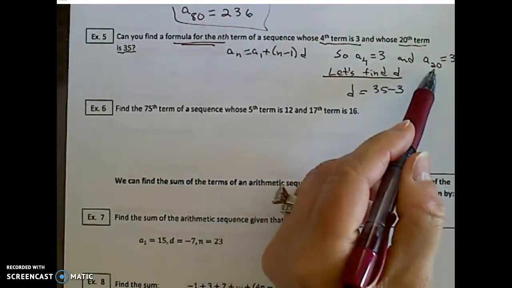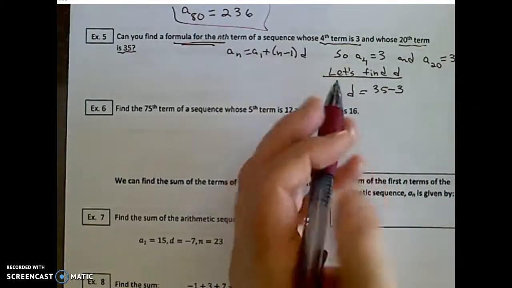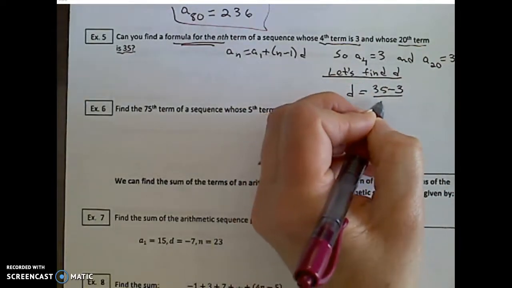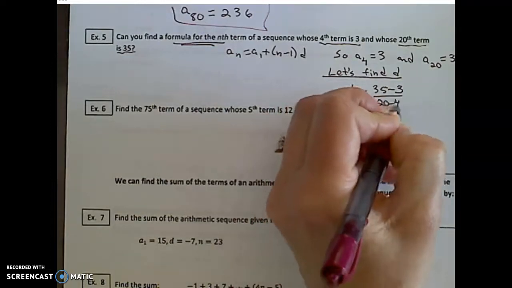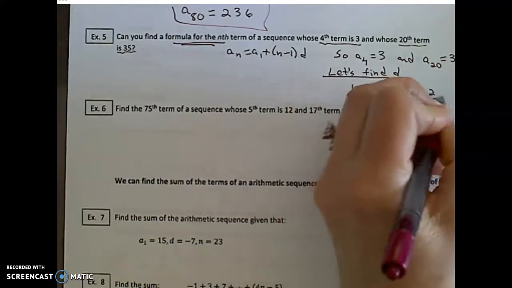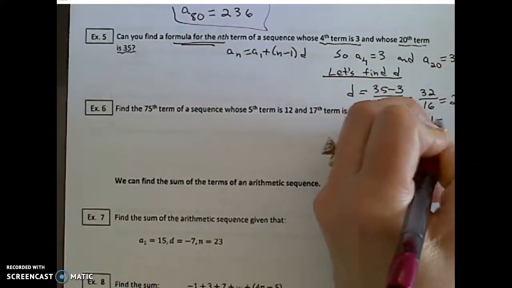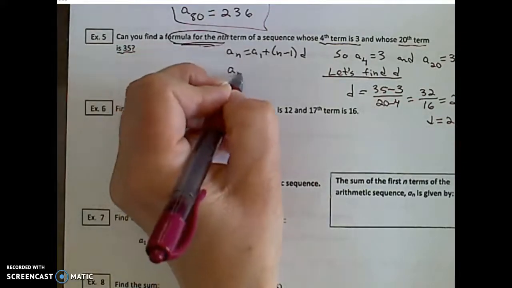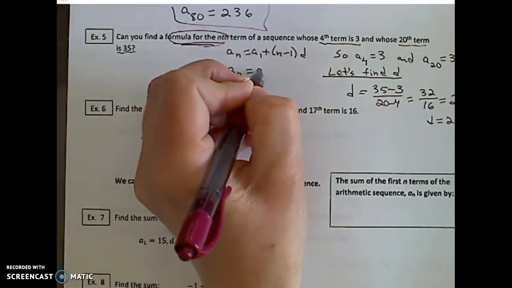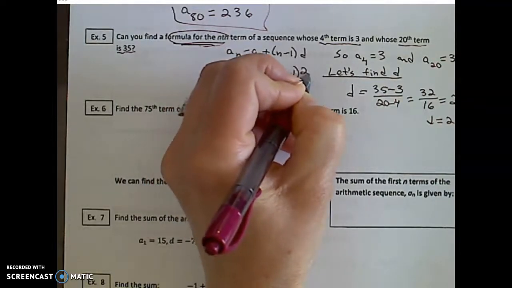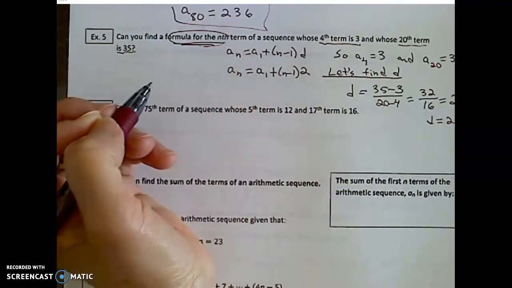So that would be all of those common differences between the fourth and the 20th term. How many is that? That's really divided across 20 minus 4, 16 terms, 35 minus 3. So the common difference is 2. So that gives us the common difference. And then I start plugging in. Formula for the nth term, a sub n, equals a sub 1 plus n minus 1 times the difference of 2. But I don't know what the first term is.